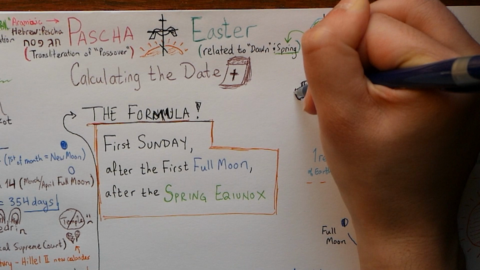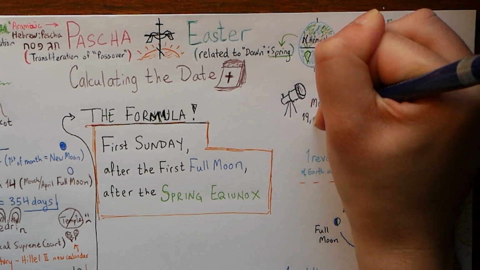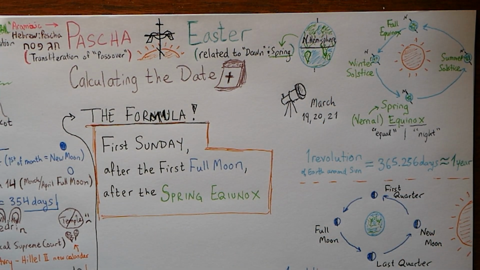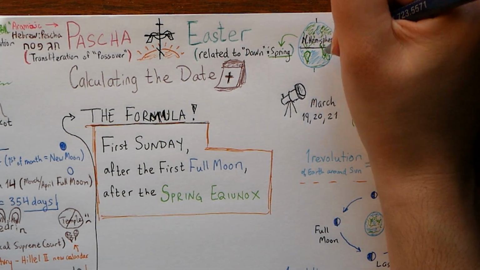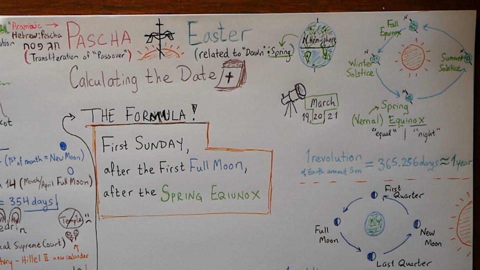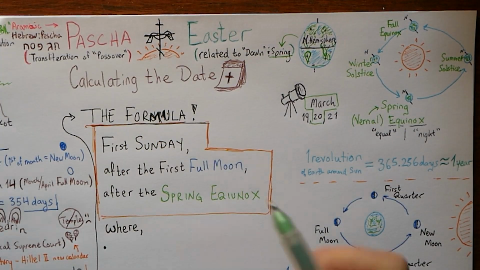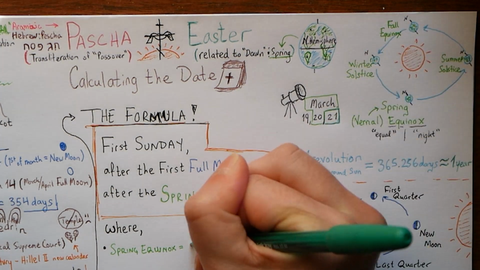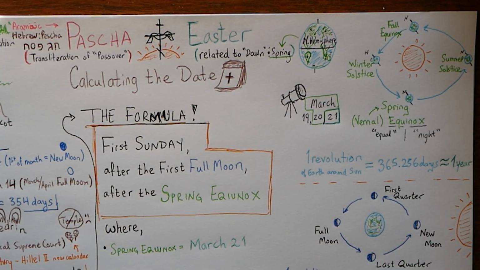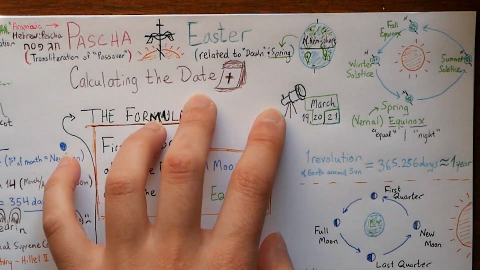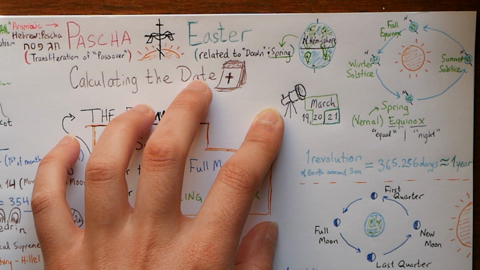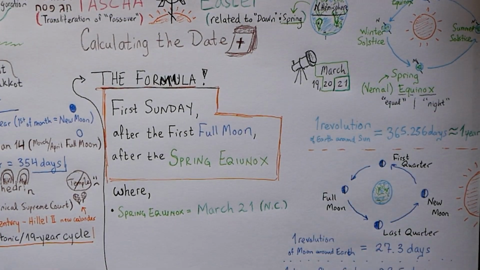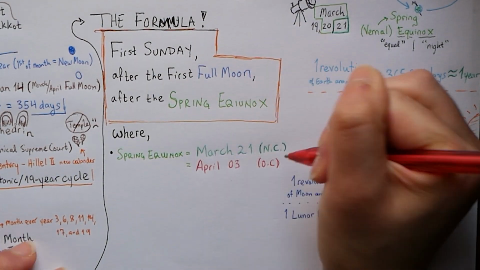Current astronomers will tell you that the spring equinox doesn't fall on just one day. Every year it changes from year to year, and it also changes from place to place where you are specifically on the globe. So it averages around March 19th, 20th, or 21st. However, during the creation of this formula, they decided that the spring equinox would always be March 21st. And so March 21st it is. The Gregorian calendar, that's March 21st, but on the Julian calendar, it's April 3rd.